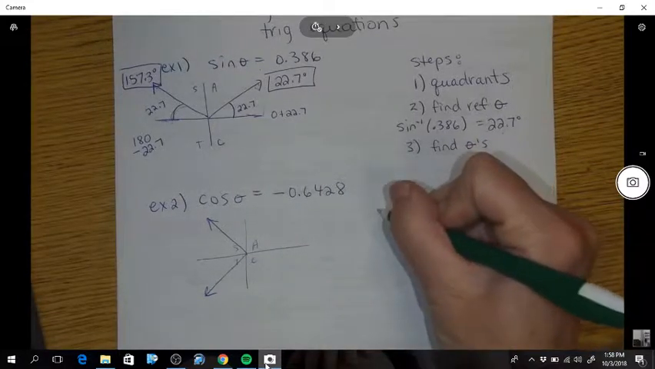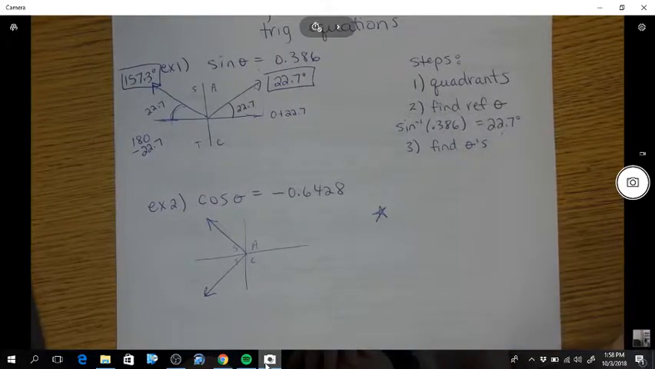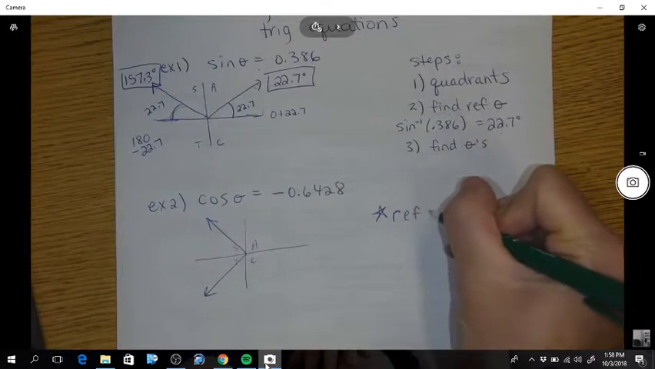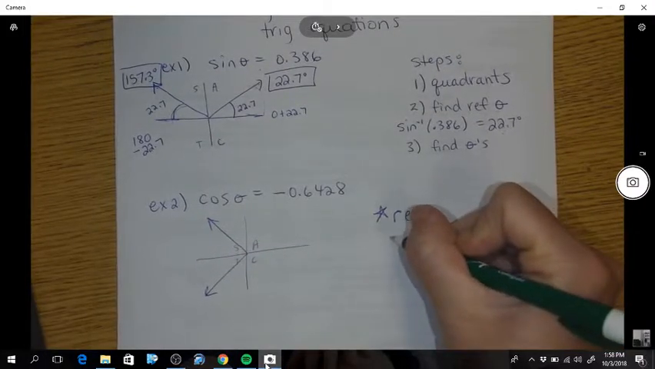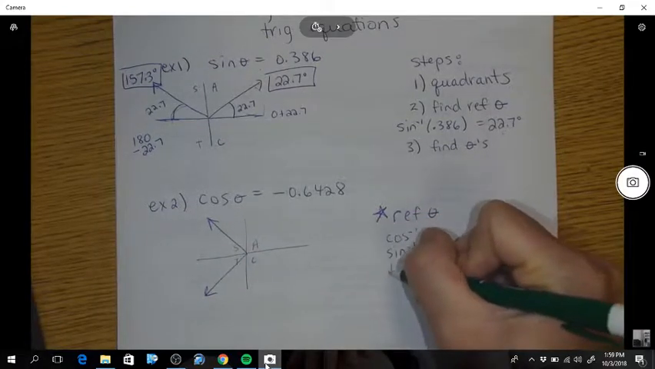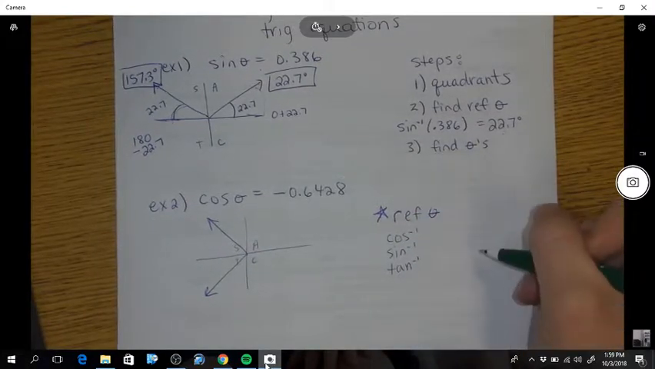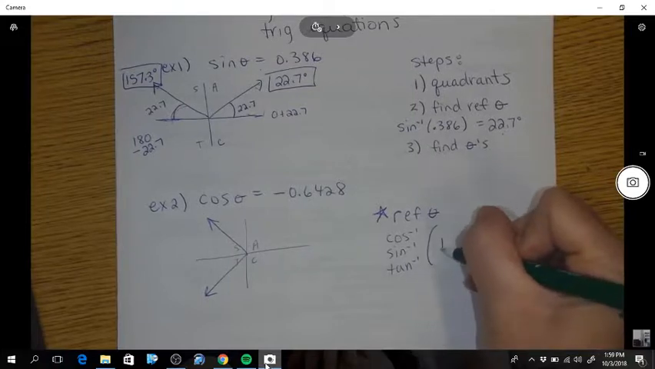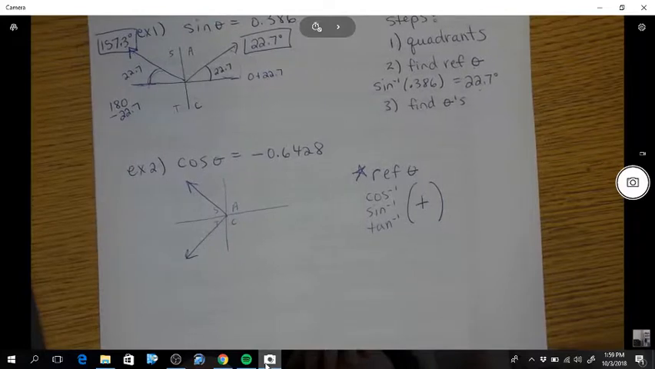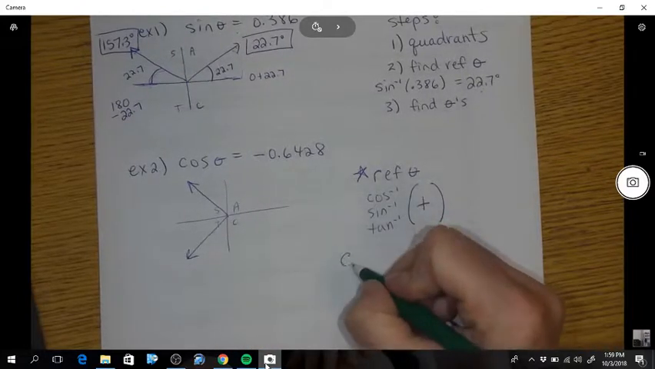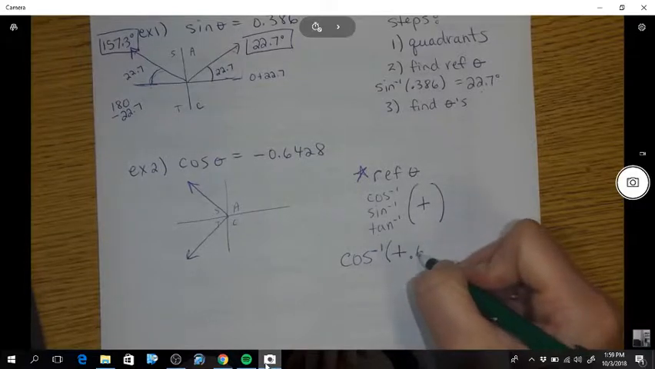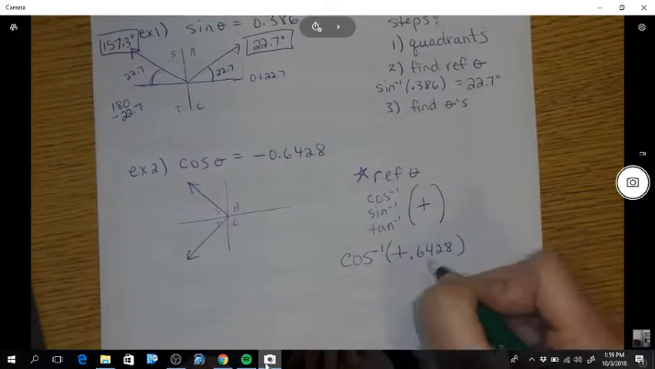Okay, step 2 is tricky. We're going to have to remember a rule. When you find the reference angle, whatever function you're doing, I'm not sure what function you'll be doing, but no matter what, you're always going to type in a positive number to get the reference angle. So in this case, I want to go into my calculator, cos inverse, and instead of the negative, I want to do that.